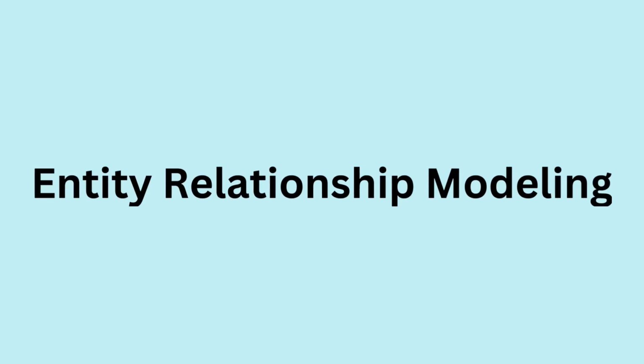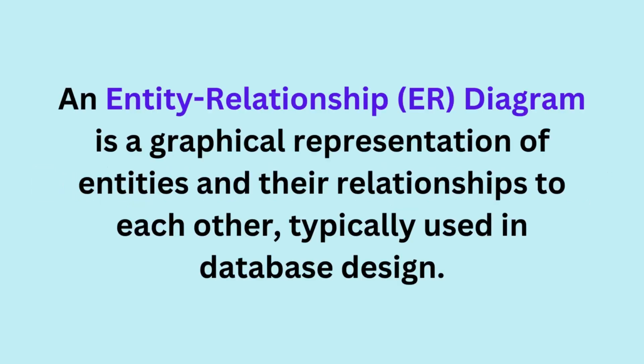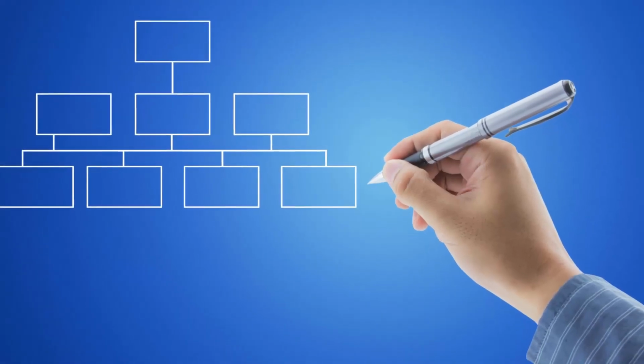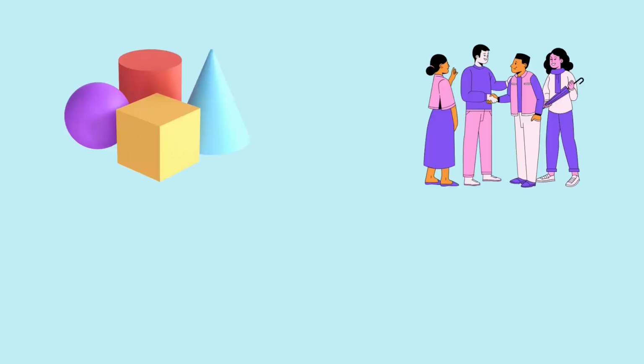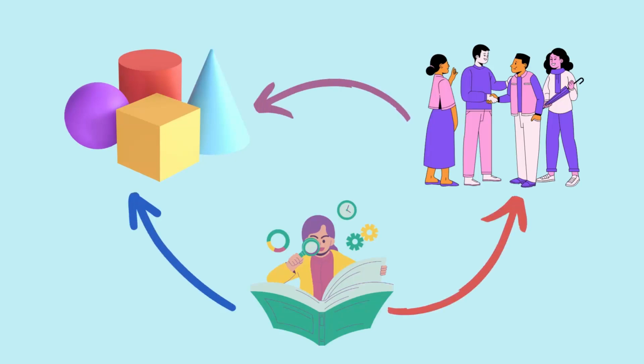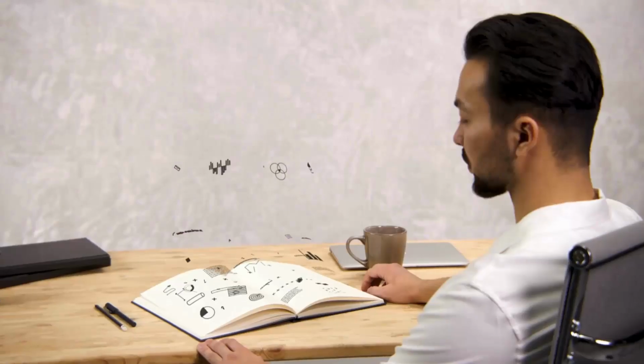Entity relationship modeling using diagrams. An entity relationship diagram is a graphical representation of entities and their relationships to each other, typically used in database design. It serves as a blueprint for structuring and organizing data, illustrating how different entities, such as objects, people, or concepts, relate to one another within a system.